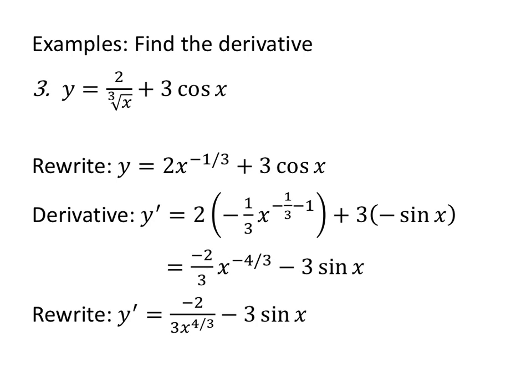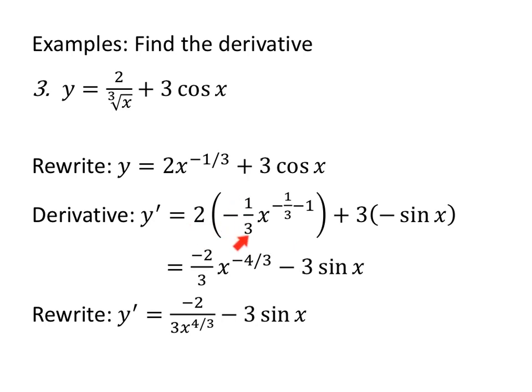Let's make this more challenging. A cube root, right, is the 1/3 power. So a cube root in the denominator, if I wanted to rewrite it, would be a negative 1/3 power. So 2 over the cube root of x is 2x to the negative 1/3 plus 3 cosine of x. 2 is a coefficient, stays there. Bring down the exponent of negative 1/3, x to the negative 1/3 minus 1, plus 3, the coefficient we leave alone. The derivative of cosine is negative sine of x.